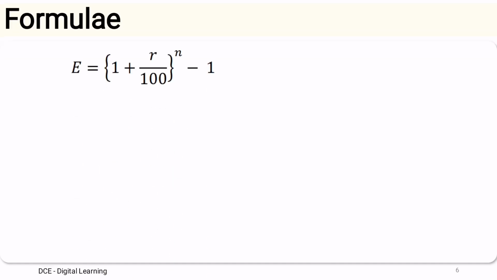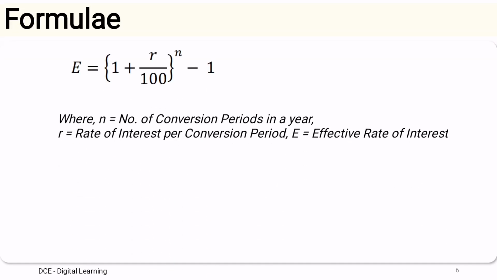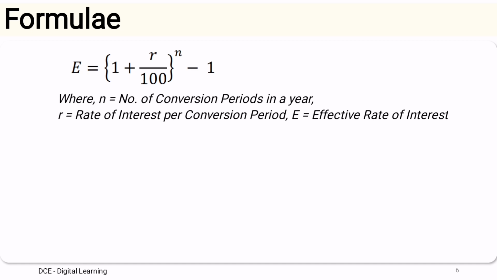The formula for computing the effective rate of interest is E equals bracket 1 plus R divided by 100 raised to N, minus 1, where N is the number of conversion periods in a year, R is the rate of interest per conversion period, and E is the effective rate of interest.